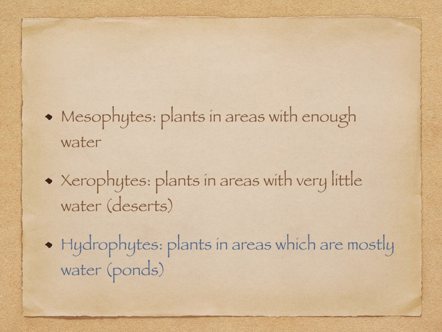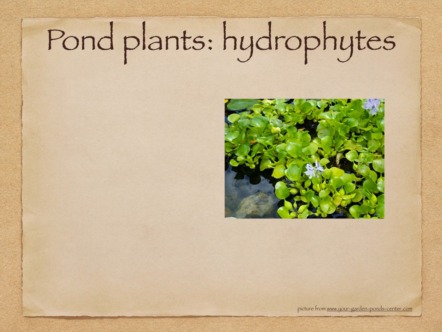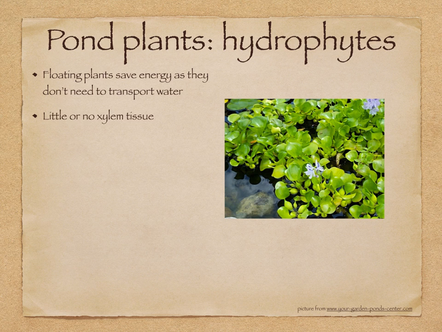Okay, lastly, let's look at hydrophytes. So these are plants that grow in areas which are mostly water, for example, ponds. So these are plants that live in an aquatic environment. Floating plants save energy as they don't need to transport water. They have little or no xylem tissue. The roots are for anchorage.